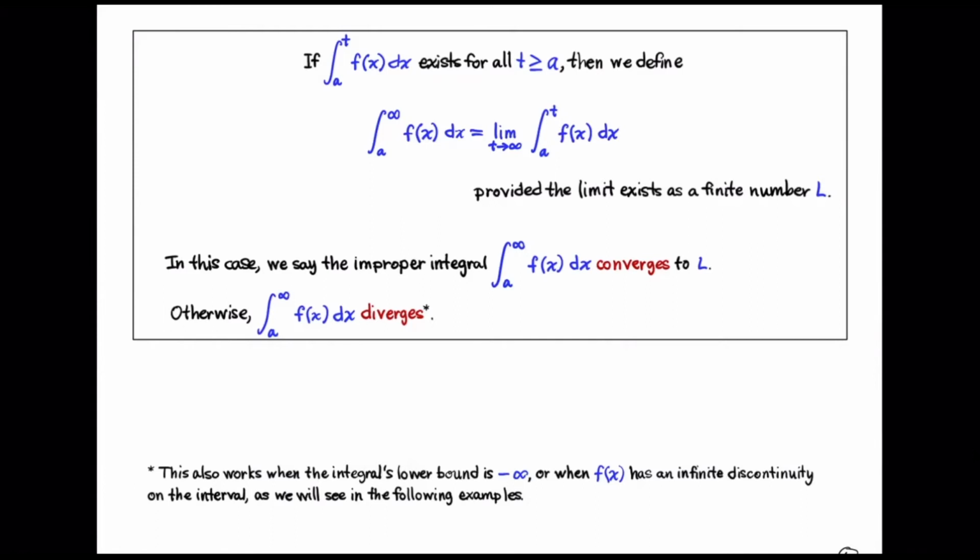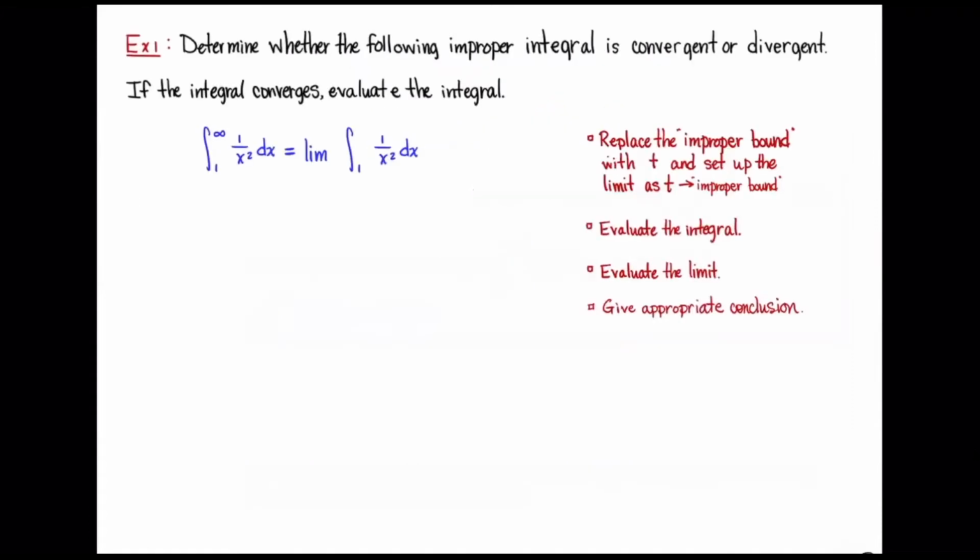But before we get into those more complicated examples, let's go back to our opening slide and let's finally evaluate this integral. I wrote out the steps for you on the right-hand side. And as you're evaluating improper integrals, you want to just step by step follow along here. So the first thing you have to do, always, always, always, is replace the improper bound with t and set up a limit so that you have a proper integral.